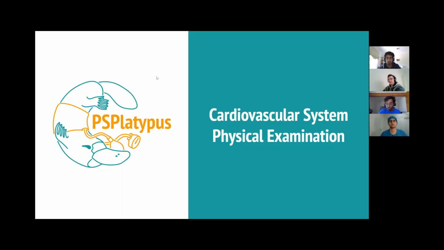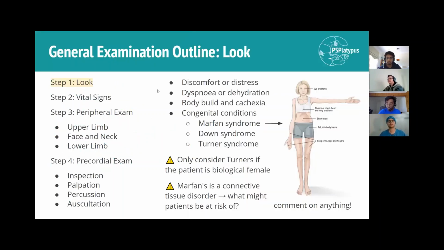We're starting off with the cardiovascular system physical examination, and then we'll move on to ECGs. Just a really quick overview before I go into the details. Remember that with your MSK exams, whether it was lower limb, upper limb, or back, you had a set structure, right? You had to look first, then feel or palpate, then move different joints, and then do special tests.